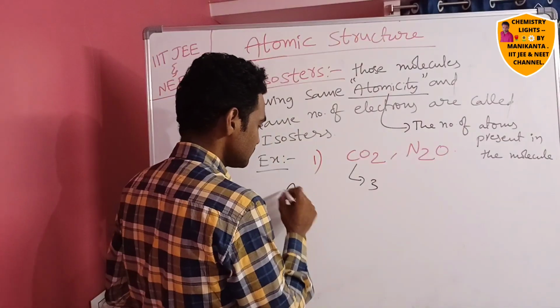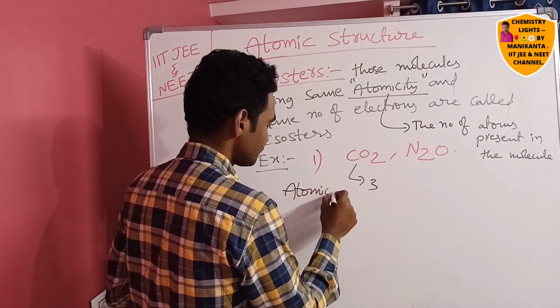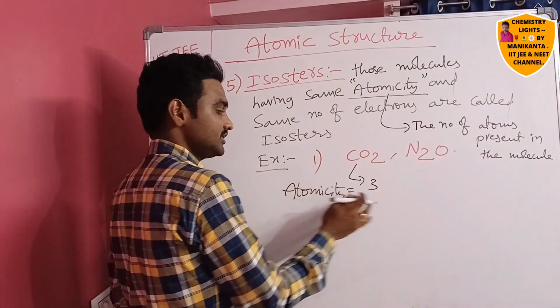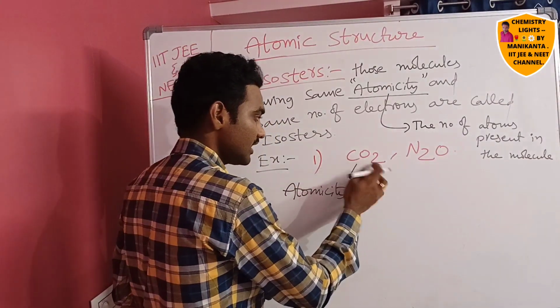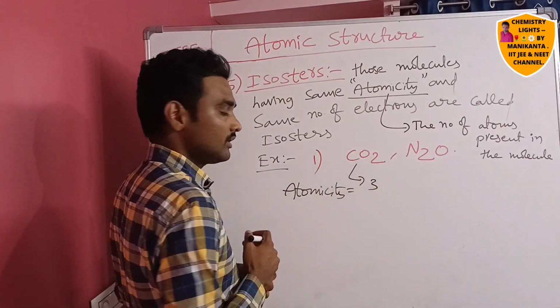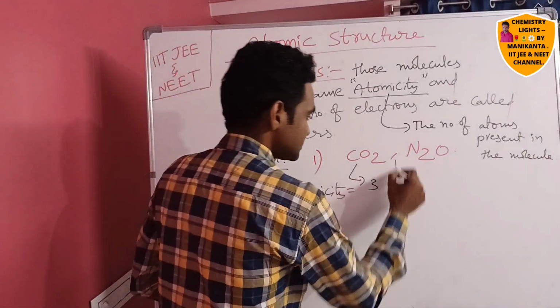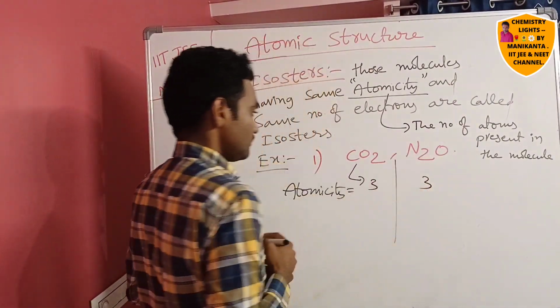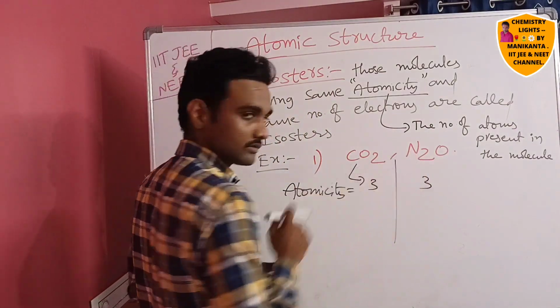So atomicity is equal to 3. For carbon dioxide, atomicity is 3 because in carbon dioxide there are 3 atoms. How many atoms are there in the molecule? That is called atomicity. Next, for N2O, 2 nitrogens, 1 oxygen. For N2O also atomicity is 3.